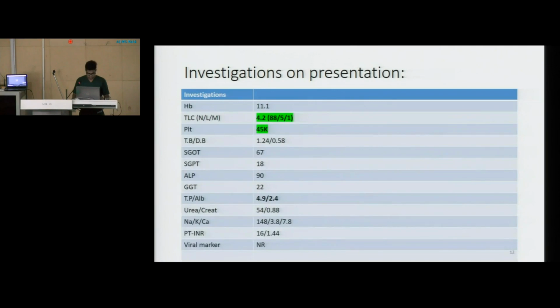On initial investigations, the total count was on the lower end, indicating immunosuppression, which was also corroborated with low platelet count. The patient also had a low albumin. The other investigations were unremarkable.